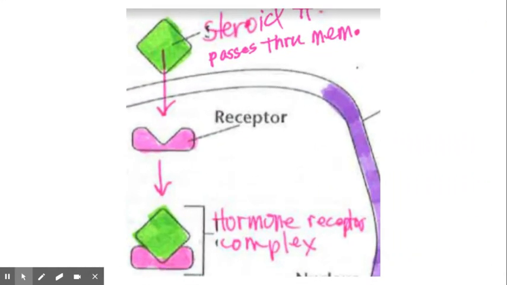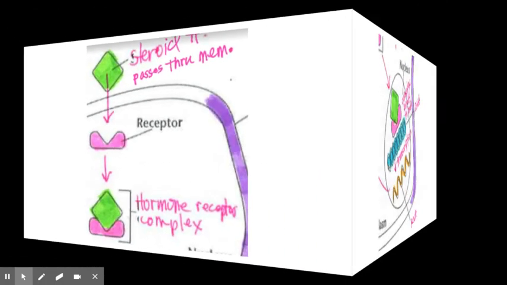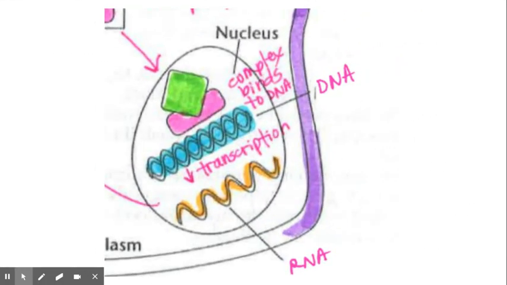When the receptor and the steroid hormone bind inside the cell, we call that the hormone receptor complex. And then it's going to continue to migrate through the nucleus, through one of the nuclear pores, and it's going to bind to DNA. That's going to initiate transcription, which is the rewriting of the DNA message into RNA, which is a form that can leave the nucleus.